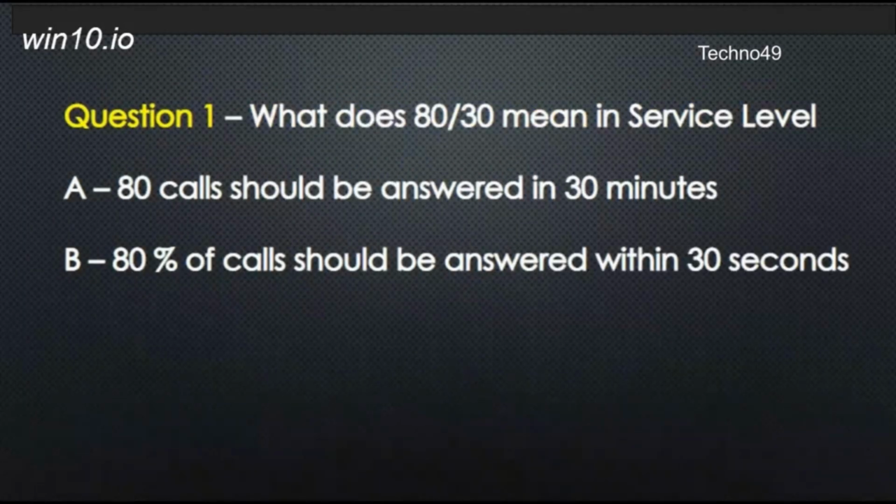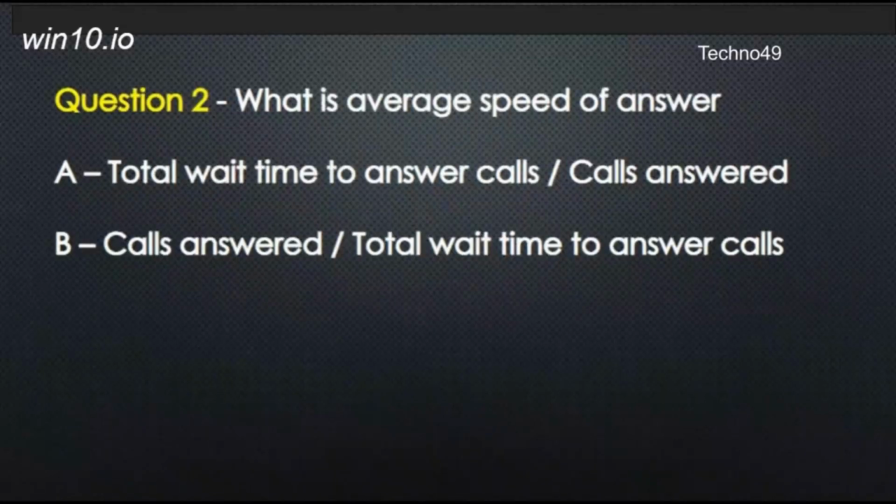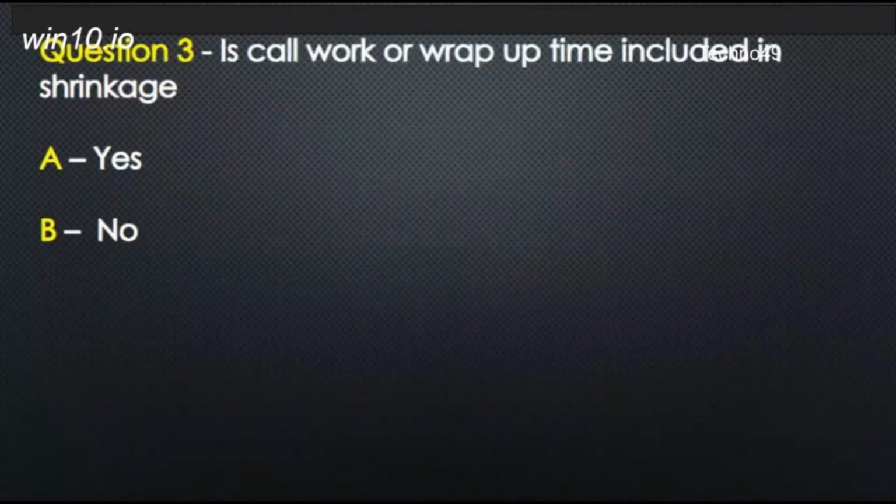What does 80/30 mean in service level? So the correct answer is B, 80% of calls should be answered within 30 seconds. Question number 2. What is average speed of answer? So the correct answer is A, total wait time to answer calls divided by calls answered. Question number 3. Is call work or wrap up time included in shrinkage? Correct answer is B, no.